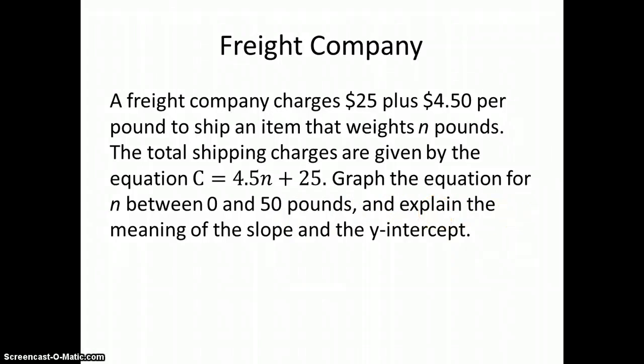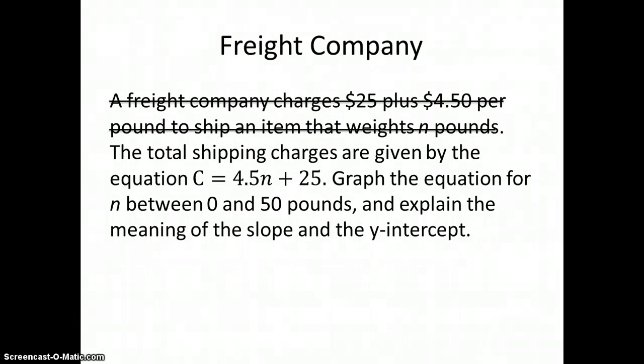All right, so we have a freight company. We know that they charge $25 plus $4.50 per pound. They give us an equation and they tell us to graph it. So before we go any further though, if we look, the very first sentence gives us a couple numbers. They tell us it costs $25 plus $4.50 per pound. Now that's important information, but they already used that information to give us an equation. So we actually don't need that information anymore. So let's go ahead and just cross that information out.